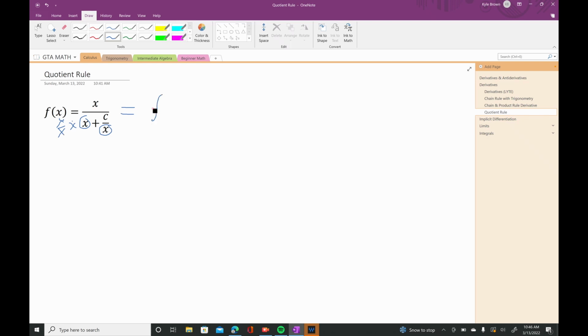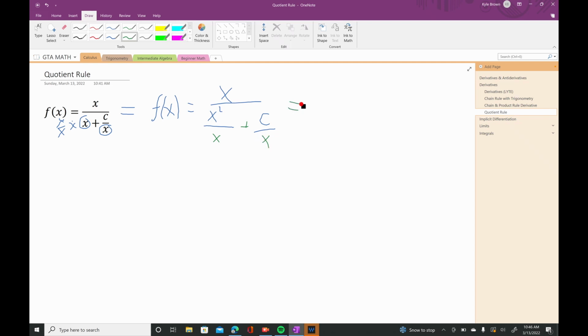So this is going to leave us with f of x equals x over x squared if we multiply x times x. The denominator is going to be x plus c over x.